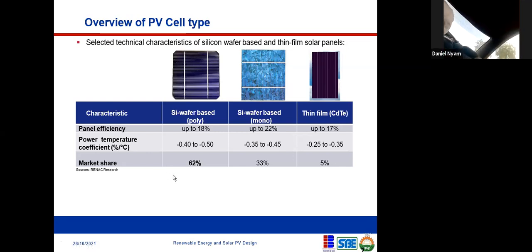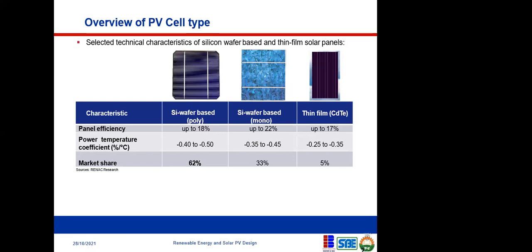Okay, so thank you. So we're going to start from the very basics of solar PV cells. Now, selected technological characteristics of silicon wafer-based and thin film. Now there are different kinds of PV cells, right? If you're looking at the screen, you're going to see that we have three different pictures. One of them is poly PV, one of them is mono, and one of them is the thin film PV cell.